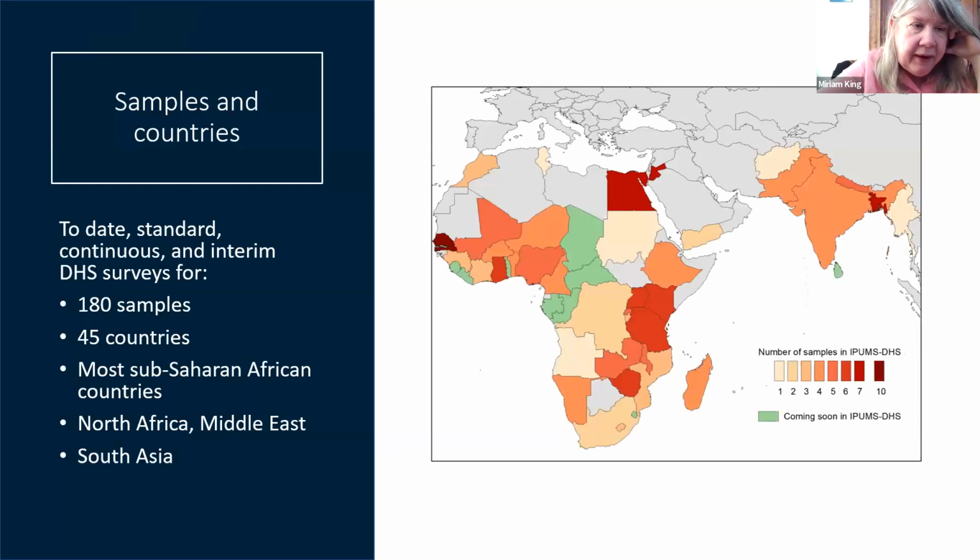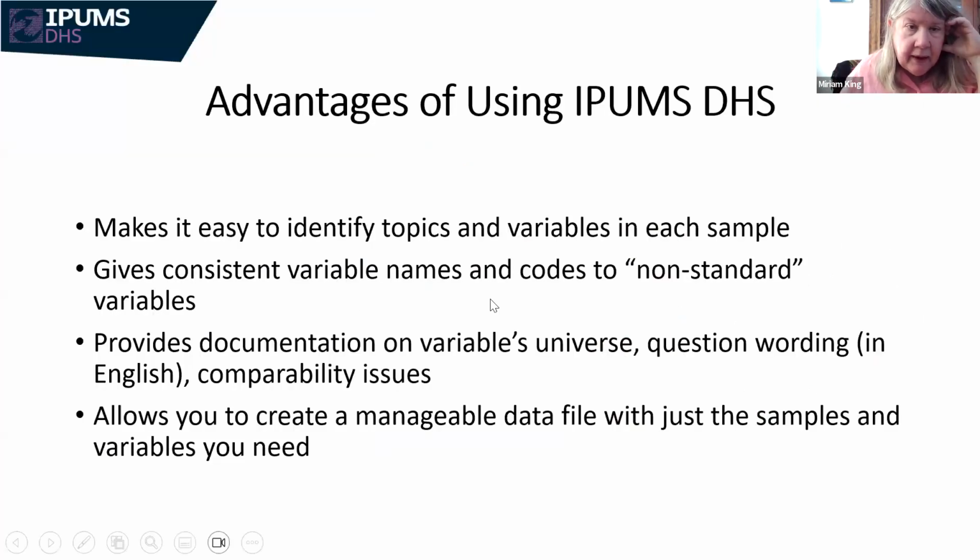Currently, we are focusing on standard, continuous, and interim DHS surveys with data available for 180 samples in 45 countries in sub-Saharan Africa, the Middle East, and South Asia. And we'll be doing another data release later this year that will add more data, especially for Africa, plus some additional South Asian data like the latest Bangladesh survey and the latest Indian survey.